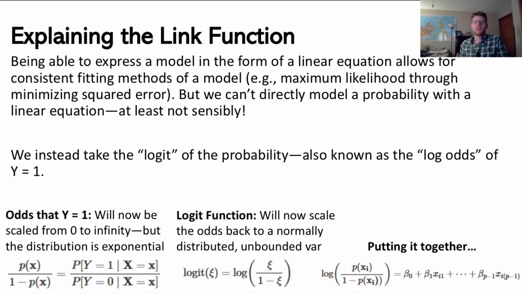However, this distribution is going to be exponential. It's not going to be symmetric. And so what I want to do next is take the log of the odds, because the log will now scale the odds back to a normally distributed unbounded variable, where the log of the odds should be centered at 0 and normally distributed in either direction without a bounding. And so as a result, it's very easy to model the log odds of a binary event, the log odds of something happening, with a linear equation.